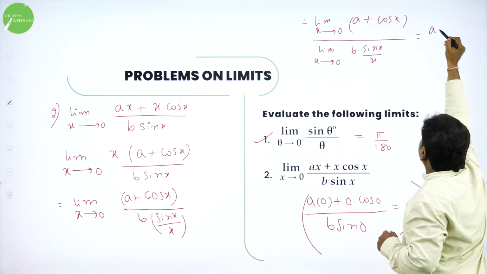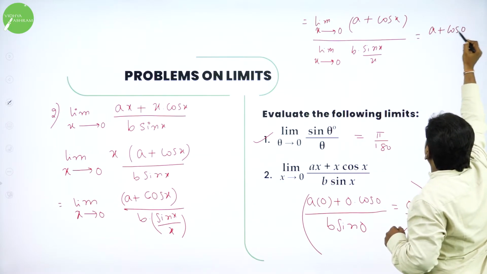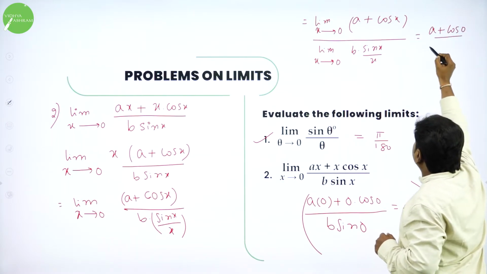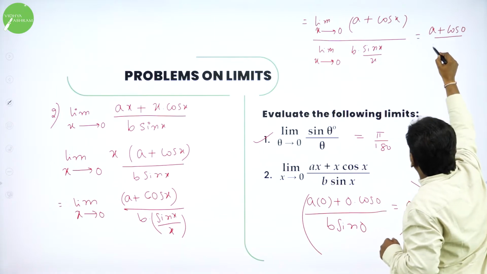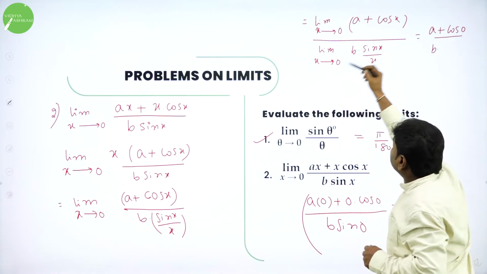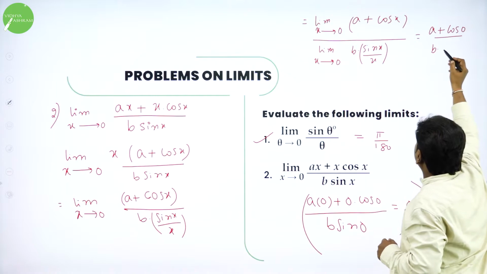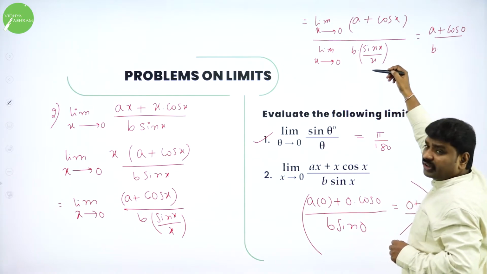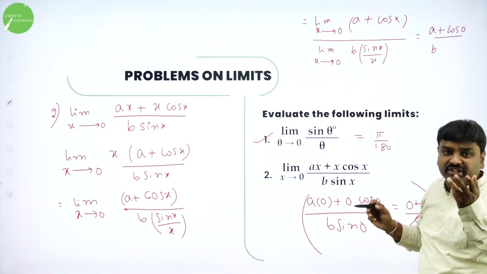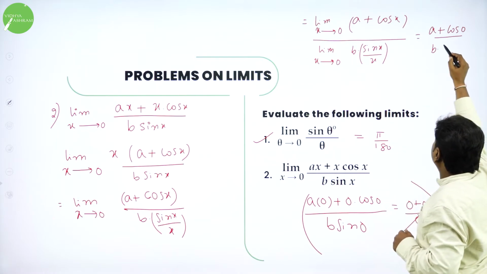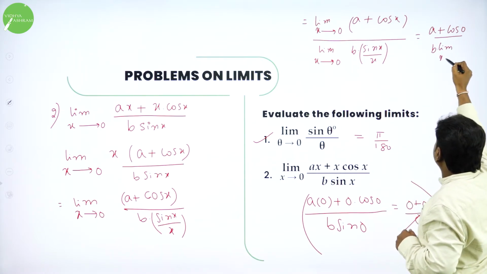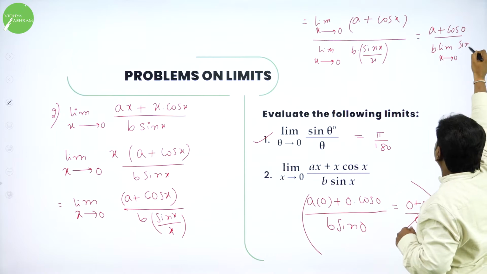If you do that, a plus cos 0. In denominator, b is a constant, you know, if there is a constant you can take it out. Then apply limit for this. So then it becomes limit x tends to 0 of sin x by x. Limit theta tends to 0 of sin theta by theta is 1. Like that, if you apply limit x tends to 0 of sin x by x.